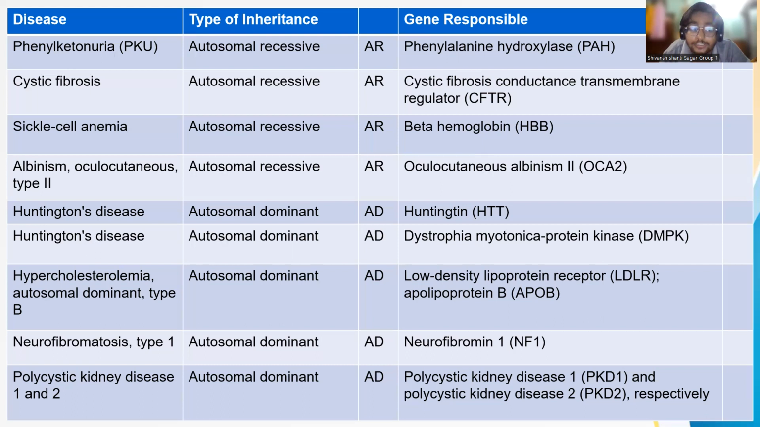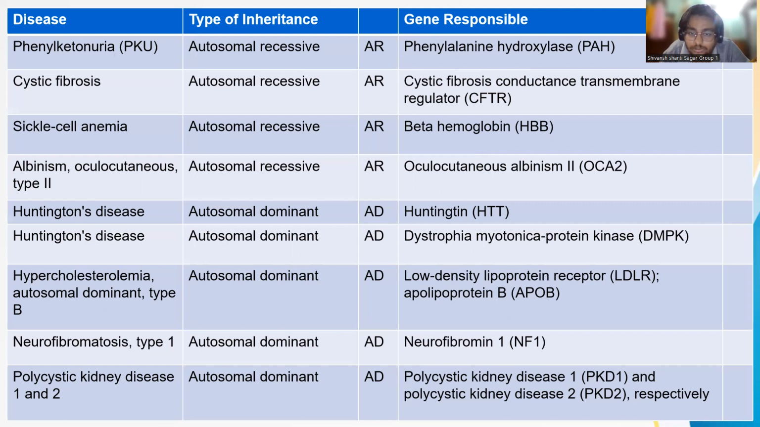We have albinism, which is also autosomal recessive, caused by oculocutaneous albinism type 2, OCA2. We have some autosomal dominant diseases such as Huntington disease, which is caused by the huntingtin gene and dystrophia myotonica protein kinase. We have hypercholesterolemia type B, which is a low density lipoprotein receptor related problem.